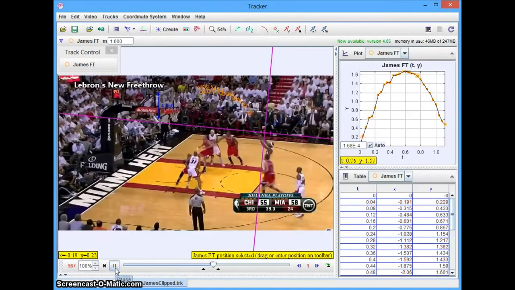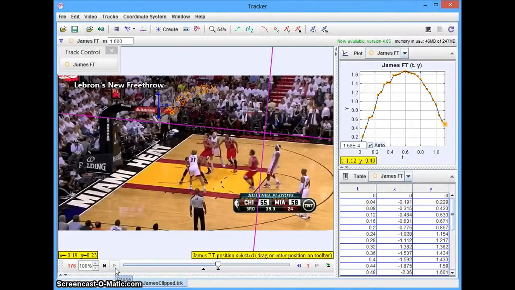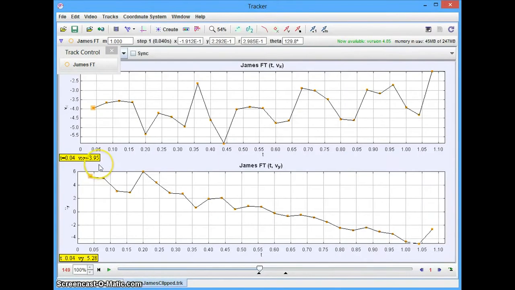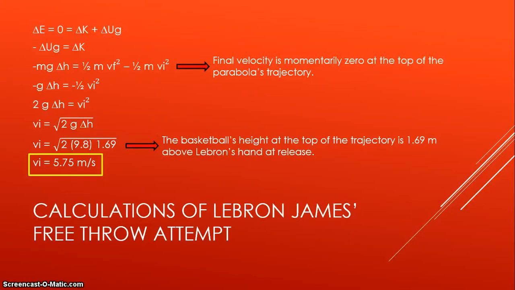The shot was tracked to have a max height of 1.69 meters above release point over a time interval of 1.12 seconds. The initial velocities in both the x and y directions are shown here. These velocities were used as initial conditions in the VPython model. The energy principle was used to calculate the velocity with which the basketball was initially shot. By considering the change in kinetic energy and the change in gravitational potential energy, it was determined that LeBron shot the basketball with an initial velocity of 5.75 meters per second.